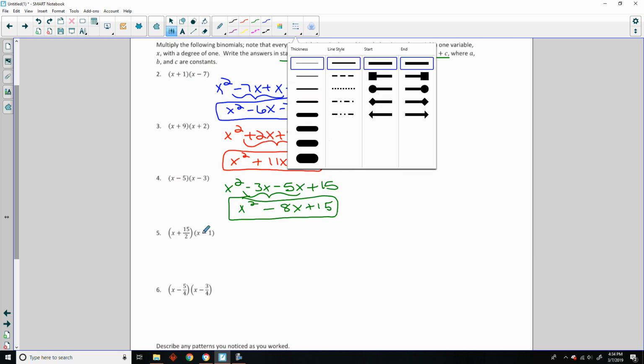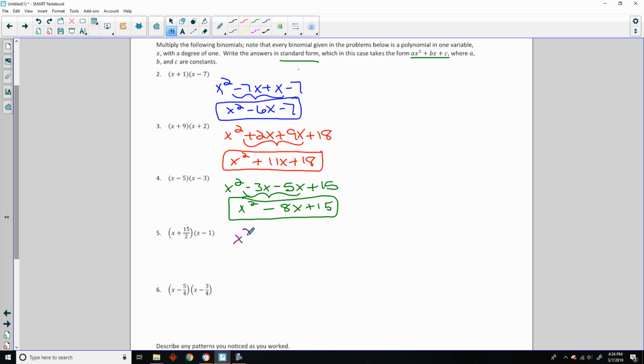First term is x. X times x is x squared. Outer, x times negative 1 is a negative x. Inner, 15 halves times x is 15 halves x. And then last, 15 halves times negative 1 is negative 15 over 2. Okay. Here we have a fraction.